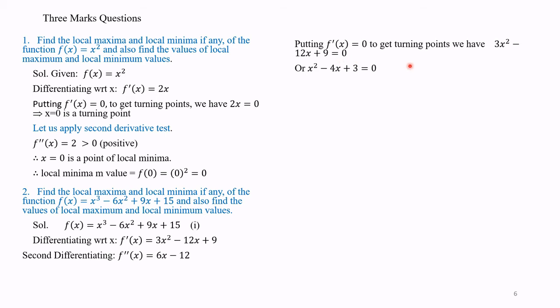Simplifying, if we take 3 common, x² − 4x + 3 equal to 0. Factorizing by splitting the middle term, x² − x − 3x + 3 equal to 0. This leads us to (x − 1)(x − 3) equal to 0. If we take x − 1 as 0, x will be 1, or if we take x − 3 as 0, x will be 3. So we have two turning points, x equal to 1 and x equal to 3.